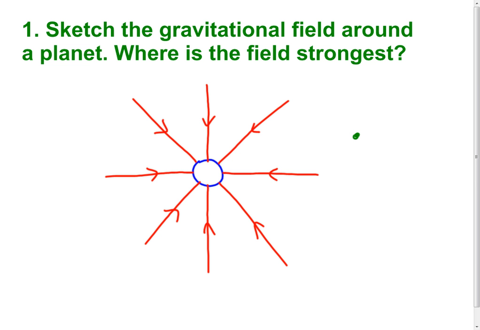Now the field isn't strongest at the centre of the Earth. You might think, well, these lines might continue towards the centre of the Earth, and then the field will be the strongest at the centre of the Earth. But if you think about it, if you're at the centre of the Earth, then the field strength is actually going to be 0, because all the material around you is pulling you equally in all different directions. So there's actually no net pull in any direction at the centre of the Earth. So the gravitational field strength at the centre of the Earth is 0. So the answer I'm looking for there is the field is strongest at the surface of the planet.